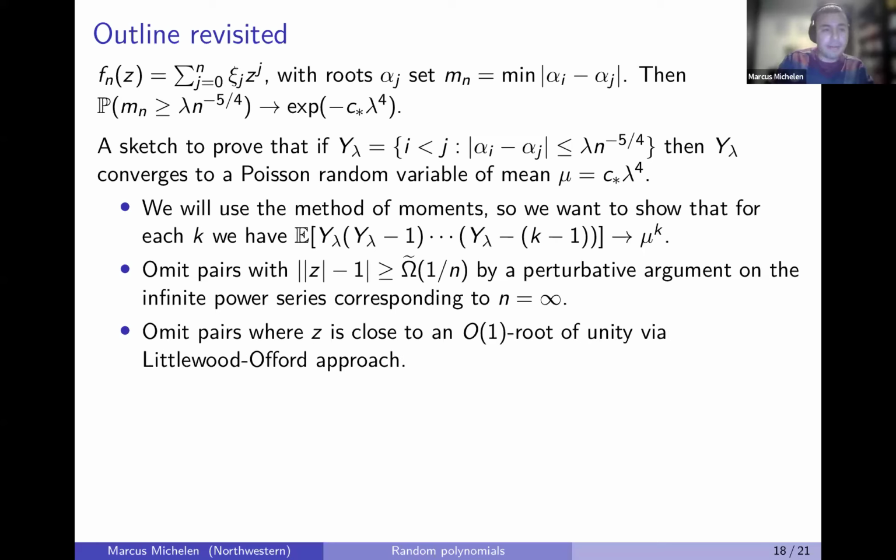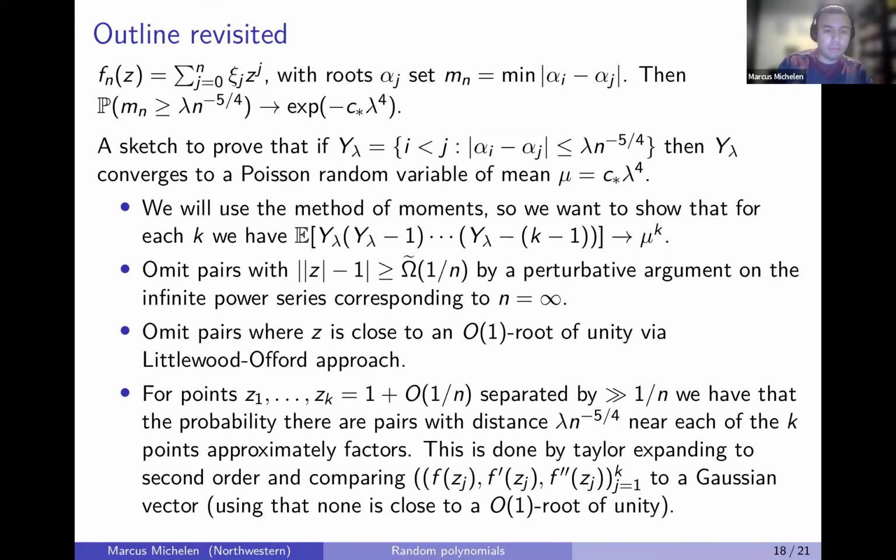I can omit pairs where z is close to a root of unity via a Littlewood-Offord approach. And then we do a Gaussian comparison to understand what's happening for f, f prime, and f double prime at a bunch of points that are separated. So I need to understand if I look at k points far apart, the probability I have double roots is basically some function of the first two derivatives there, and then we do a Gaussian comparison to do it. Okay, that's all I'm going to say about the proof, so I'll pause here once more for questions.